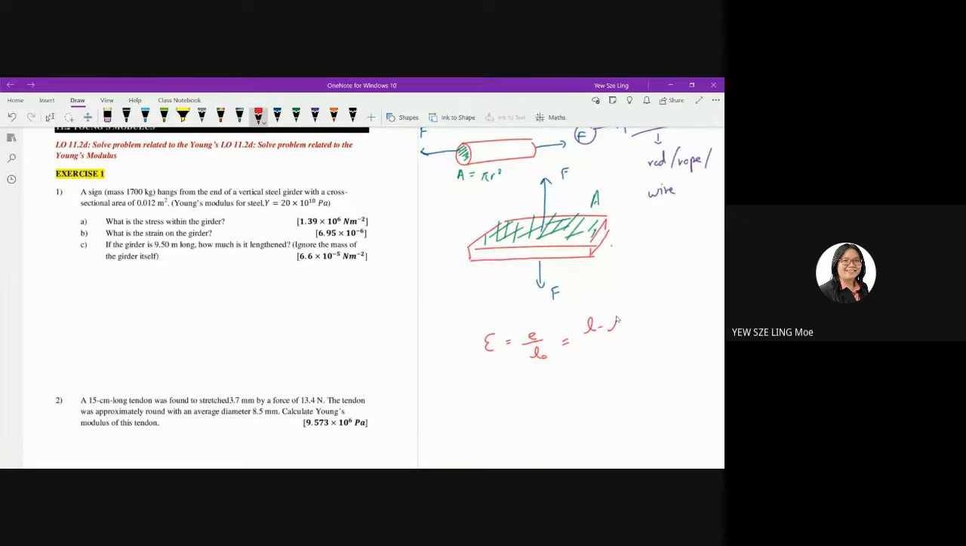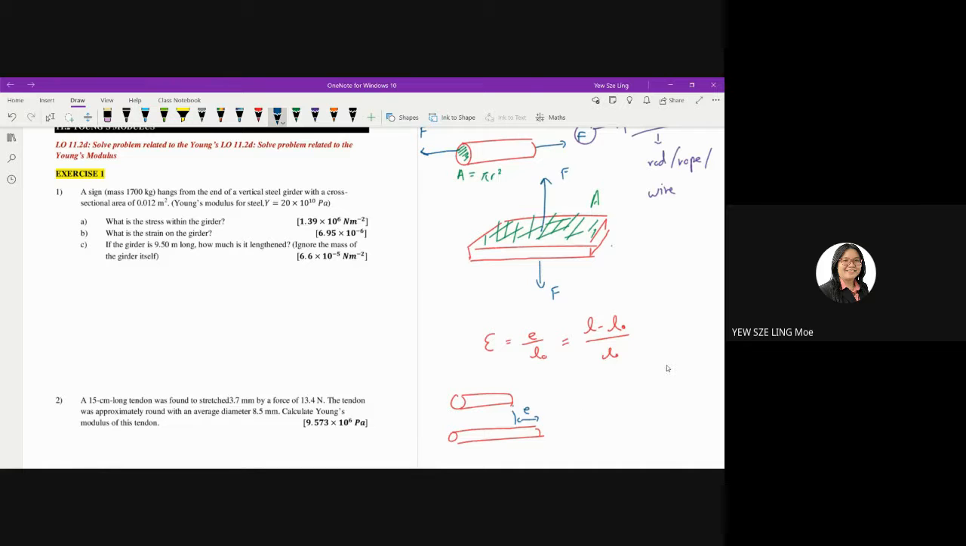It's L final minus L naught over L naught. Basically you have an object. This is the original length, and after you stretch it, it becomes longer. The additional part is what we call elongation. This is the elongation.